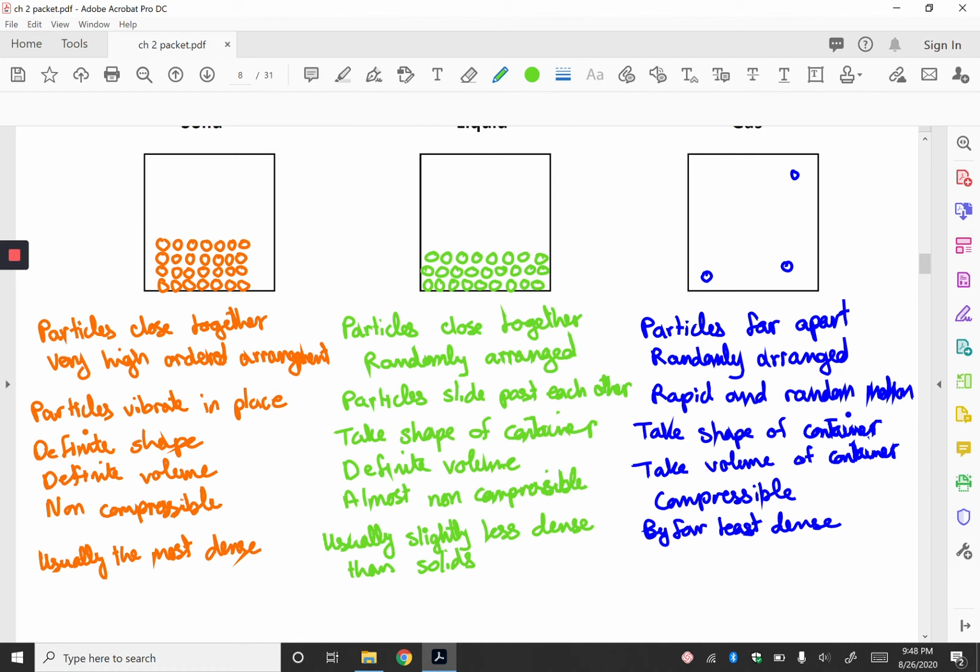So if you take a cup of water and you put an ice cube in it, the ice floats. The ice is actually less dense than the liquid. That's not normal. Water is very, very unusual in that. All other substances, it's the opposite. The solid is more dense.